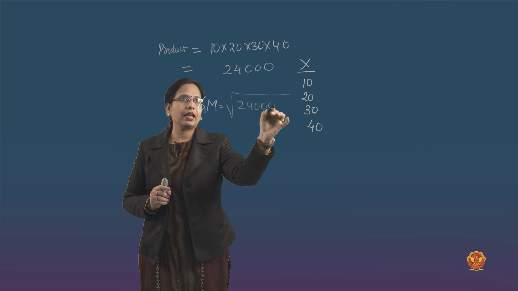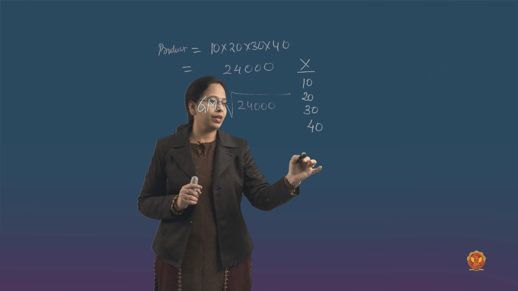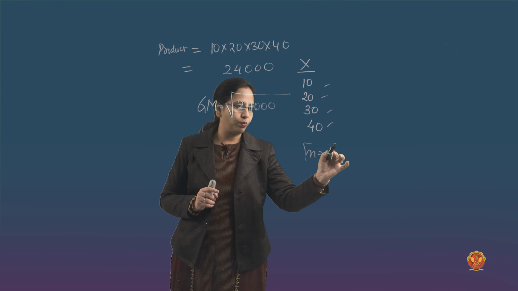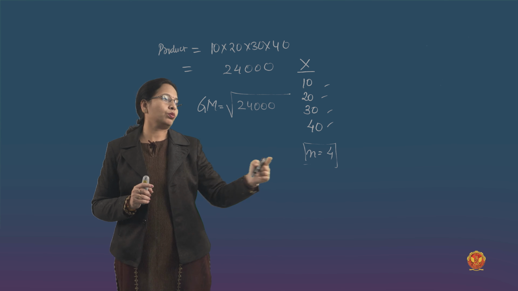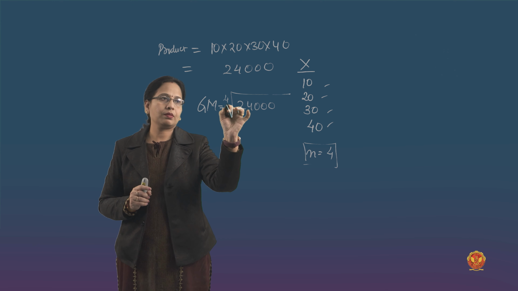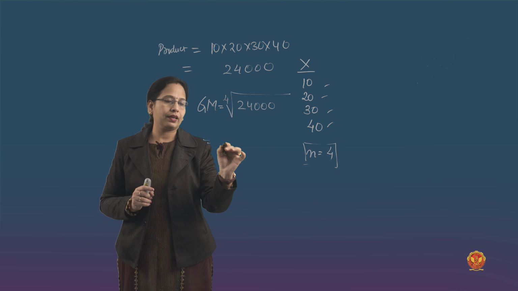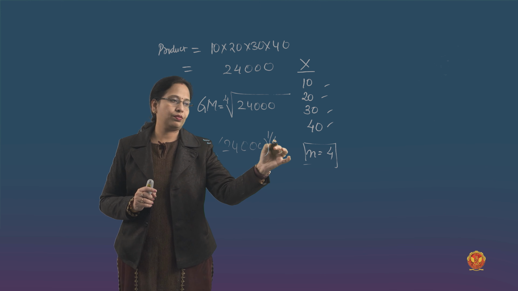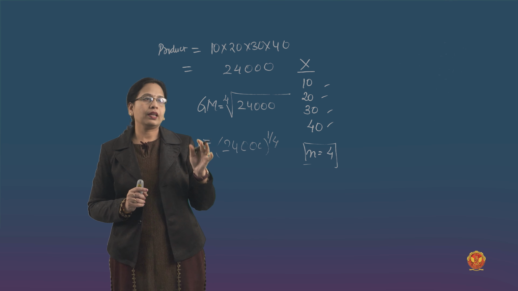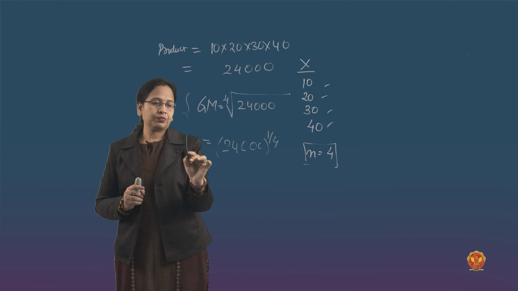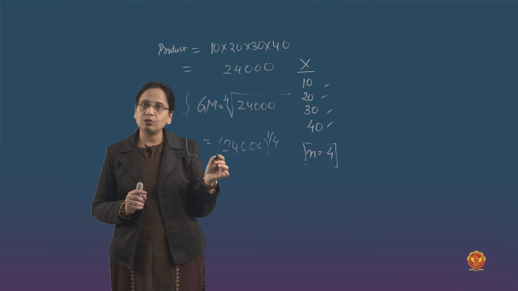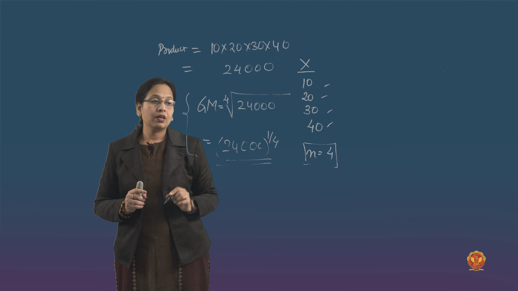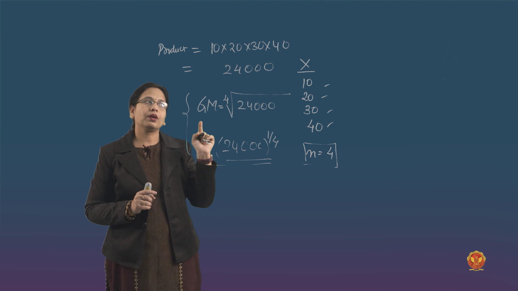you then find out the nth root. When I say n, it means the number of observations. So how many observations are there? 1, 2, 3, 4. There are 4 observations, and we say nth root. The nth root in this case is the fourth root. Or I can write it another way, as 24,000 to the power 1 upon 4. Either way, it's your choice. In case you are allowed a scientific calculator, you can use it to calculate the nth root of any product. This is the case when ungrouped data is there.